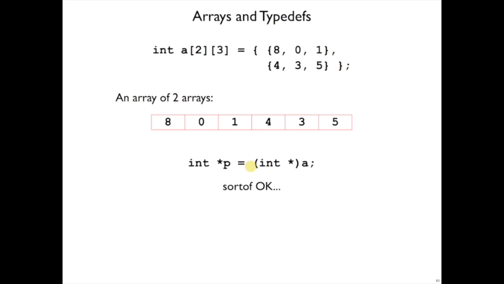On the other hand, we can take A, which is a 2-dimensional array, and nevertheless view it as kind of a 1-dimensional array, a pointer to an integer, because those elements are going to be laid out consecutively in memory.